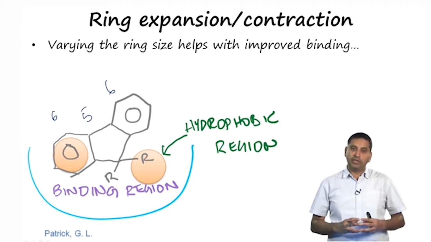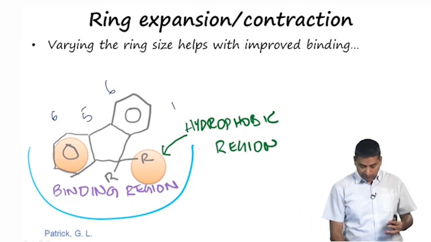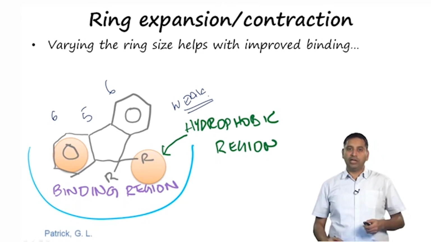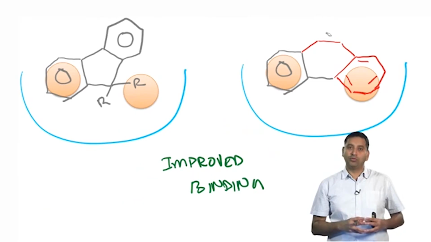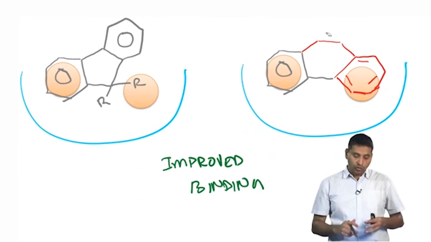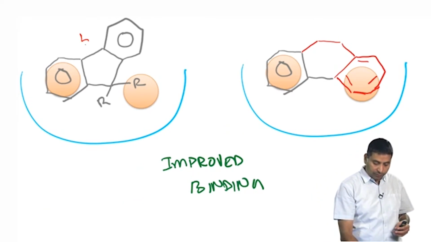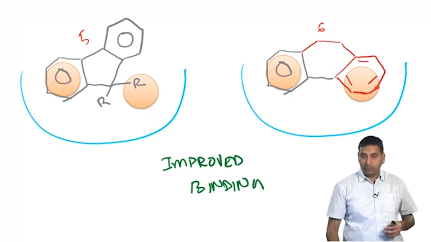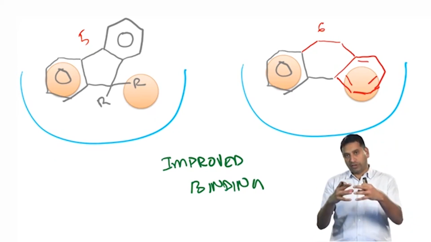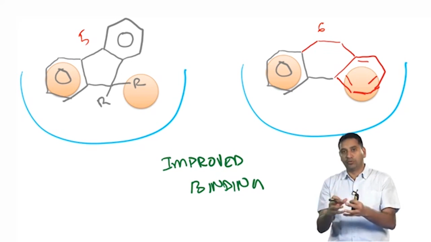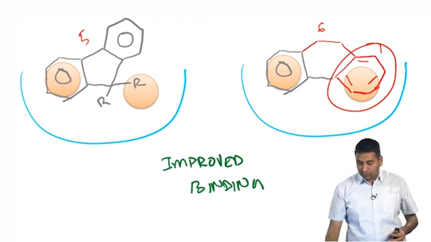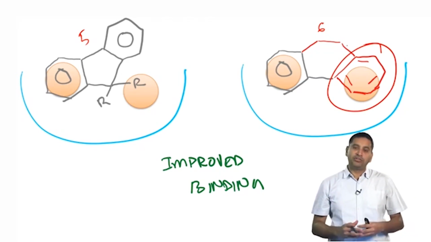So there is a hydrophobic region that is present in the binding pocket in which there is a weak interaction. Okay. So one strategy that we could employ is to improve this binding by changing the ring size in order to improve the binding efficacy. So when we move from a 5-membered ring to a 6-membered ring, what we are doing here is changing the orientation in which the ring interacts with this hydrophobic region so that it improves the binding efficacy. So therefore, this might be a good strategy to employ.